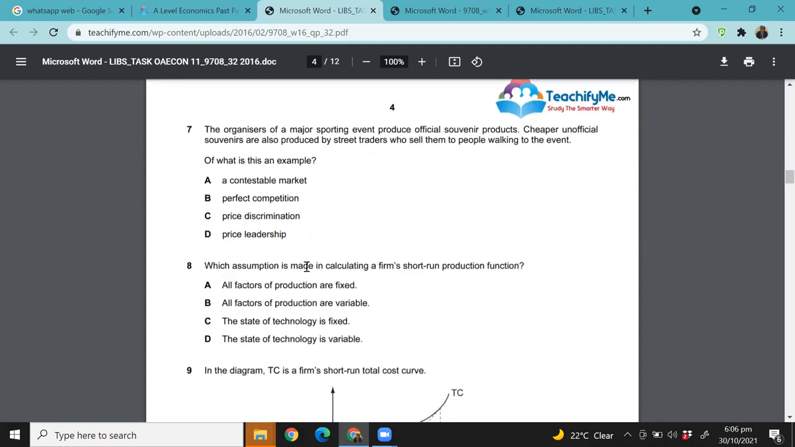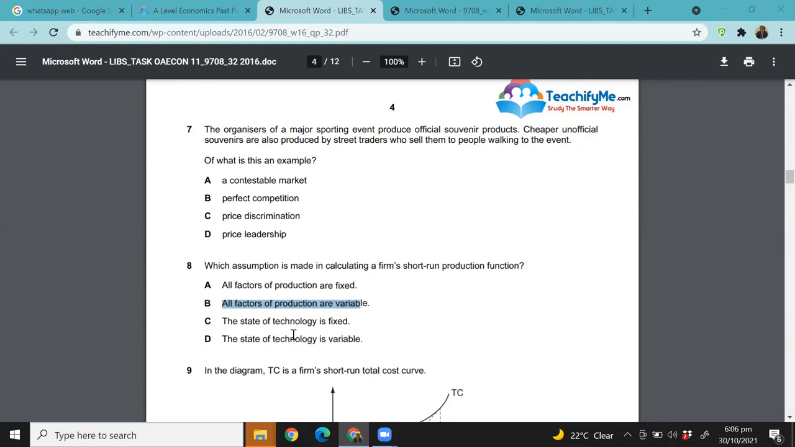Okay. Which assumption is made in calculating a firm's short-run production function? All factors of production are fixed. Do you know what a production function is? Isha, do you know what a production function is? If not, then I can give you a recap. All factors of production are variable.